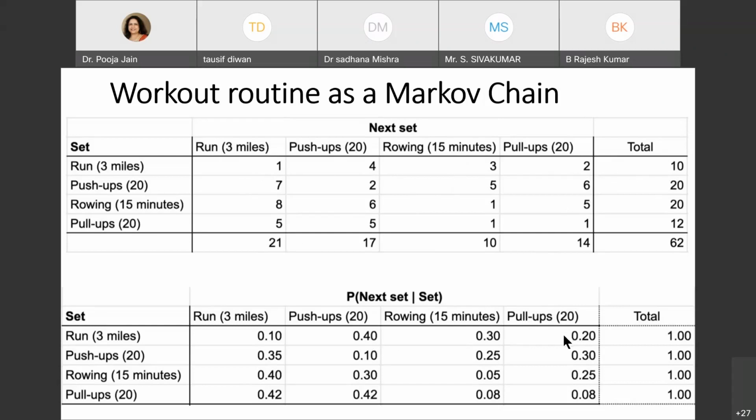Similarly, here also 7 out of 20 is 35%, 0.35. 2 out of 20 is 10%. 5 out of 20 is 0.25, and like that. Make sure that the summation of each and every row is 1. Okay, so these are all the probabilities. Any doubt till this point of time?